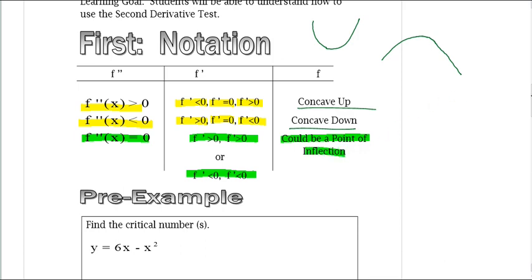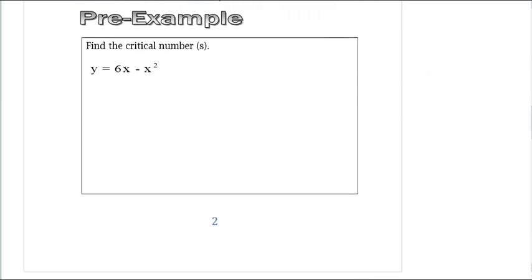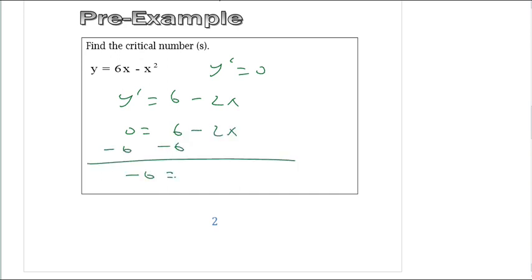Okay, so let's review on how to find a critical number so we can use this test. So critical number is y prime is equal to 0. So take the first derivative. You get 6 minus 2x. Set it equal to 0. And then solve. So subtract 6 from both sides. You get negative 6 is equal to negative 2x. Divide by negative 2. And it looks like the critical number is going to be at positive 3.